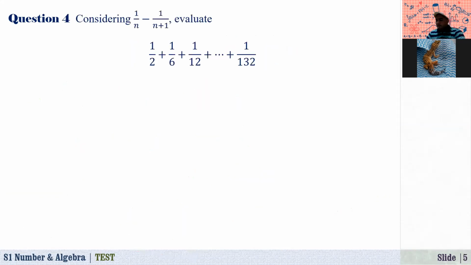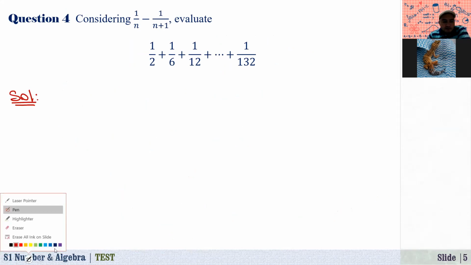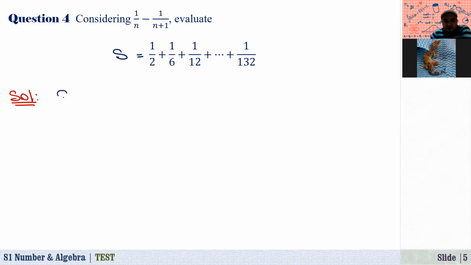Okay, next example, solution. Let's use blue here. Considering 1 over n minus 1 over n plus 1. Okay, and do this. All right, let me just label this sum by S. Okay, that's equal to S. Now, what is S? So first, if you notice here, the denominators, right? 2, 6, 12, 132. These numbers are, what is it? The product of two consecutive whole numbers.